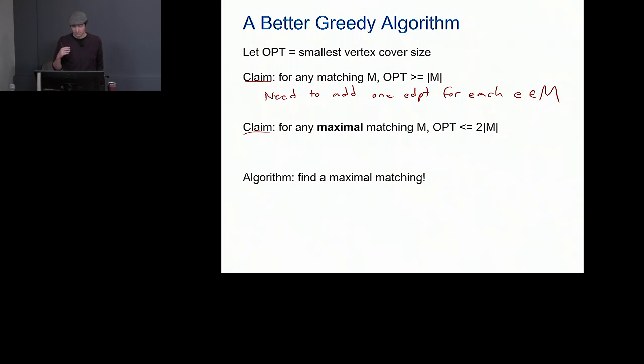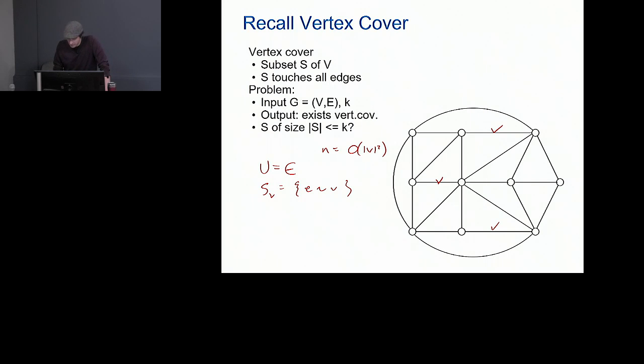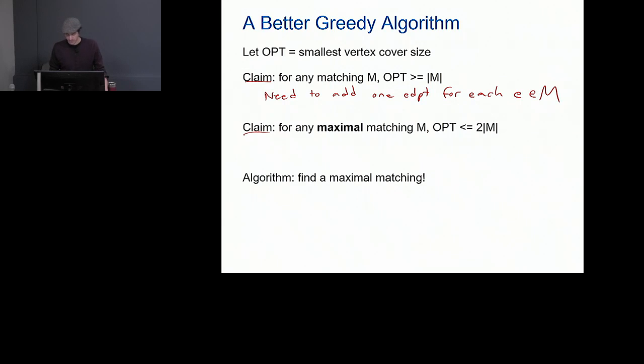Now I want to say that for any maximal matching, the best vertex cover is at most twice the size of that matching. So what do I mean by maximal? A maximal matching is one where I can't add any more edges. So now I have a maximal matching. I can't add any more edges to the matching. It might not be the maximum matching, which means the highest cardinality, the best matching I could find, where I pair up as many people as I can. But it's maximal in that starting from this matching, I can't add another edge. So if I have a maximal matching, I want to show that the optimal vertex cover is at most twice that size.